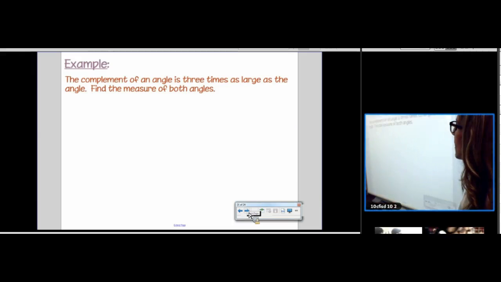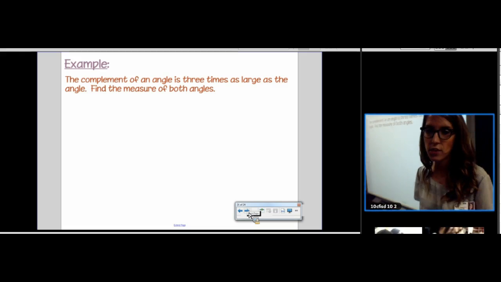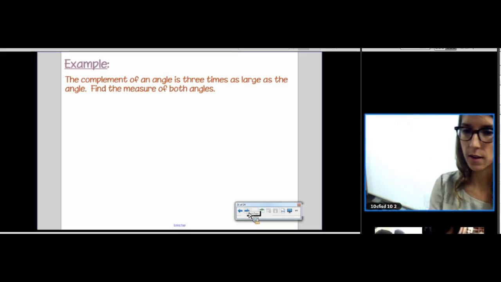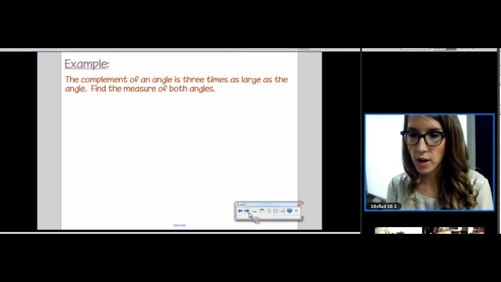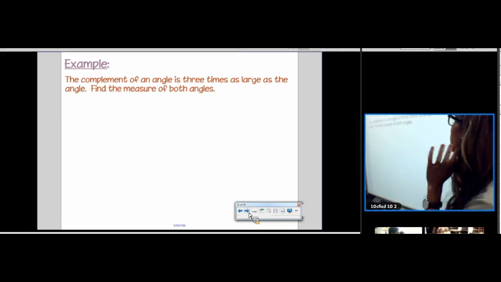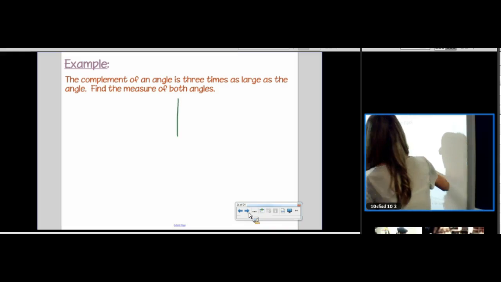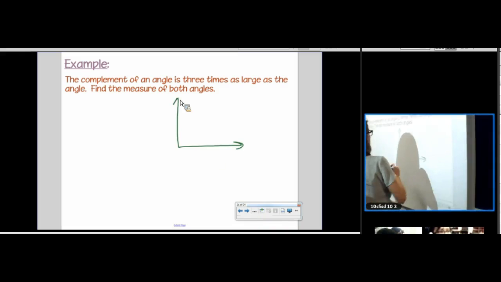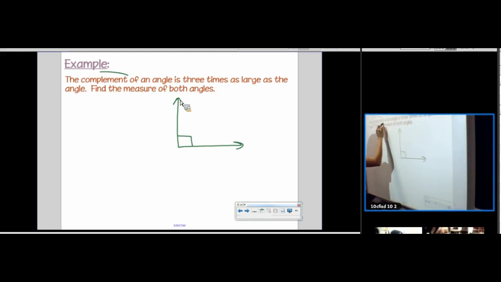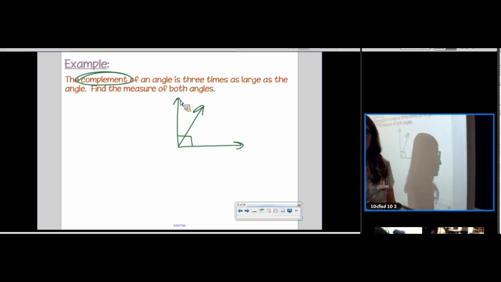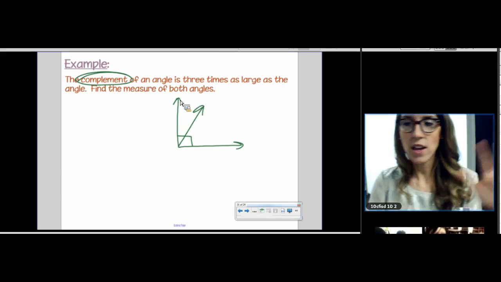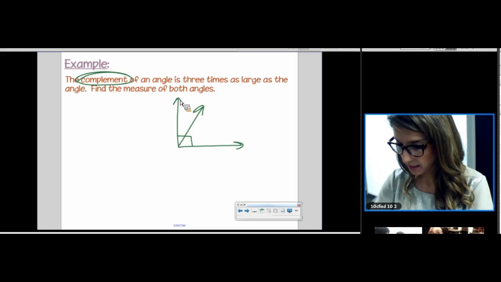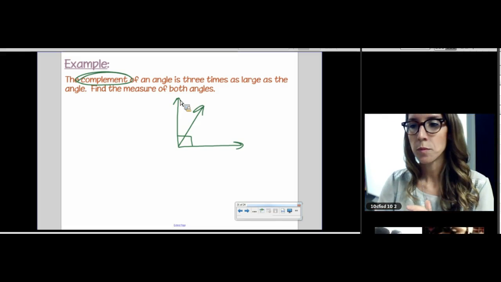The complement of an angle is 3 times as large as the angle. Find the measures of both angles. I'm going to give you a minute to think. If you don't know where to start on a problem like this, okay, you already solved it. Here's how I teach students to solve it, because I feel like this way works the best. When you see the word complement, I want you to draw two angles that are complementary and go ahead and put them adjacent to each other just because of this picture, okay?